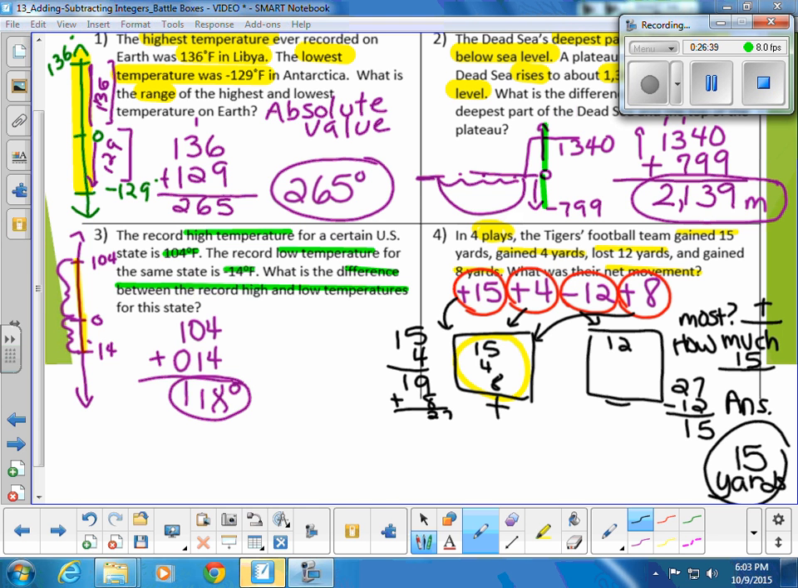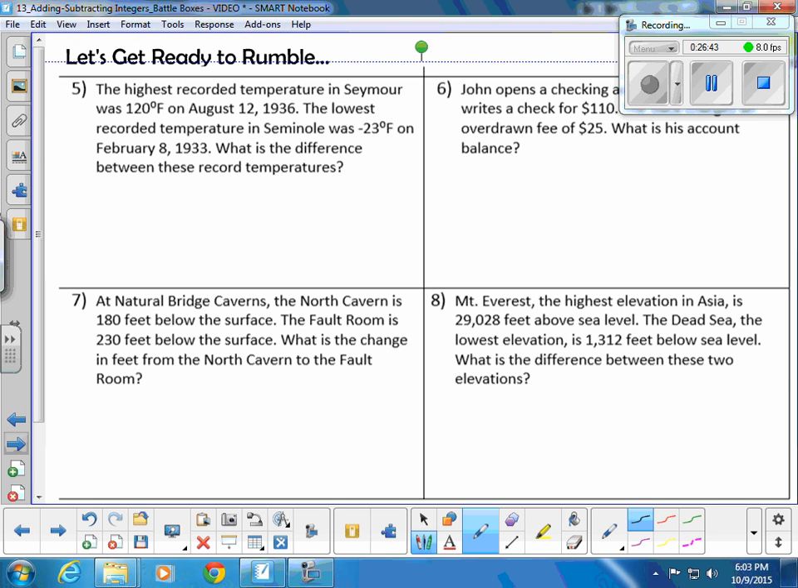Okay, so for the last 4 problems, you are going to complete those. Use your battle boxes or think absolute value, and then you will input those answers in the Edmodo quiz. So make sure you solve those and show your work. And then you will have some other similar questions that you have to answer on Edmodo as well.